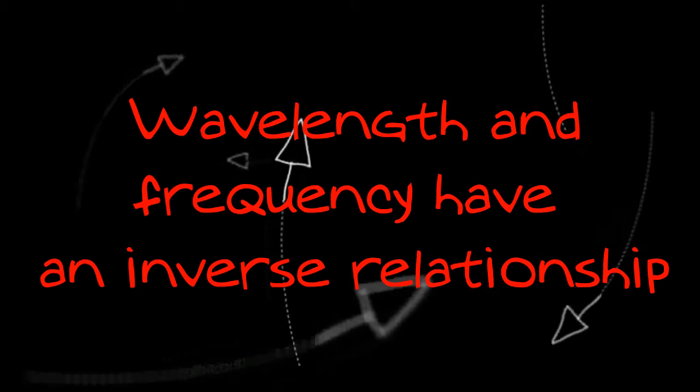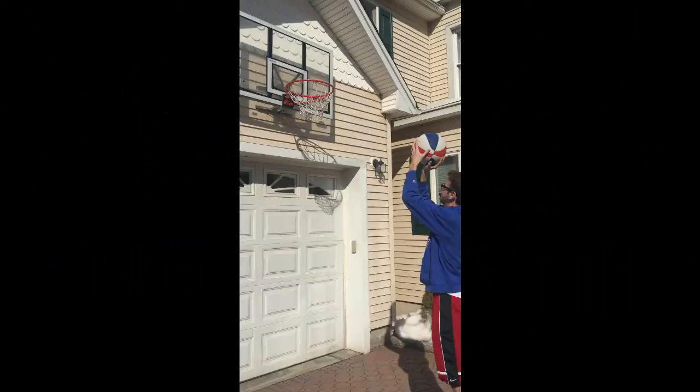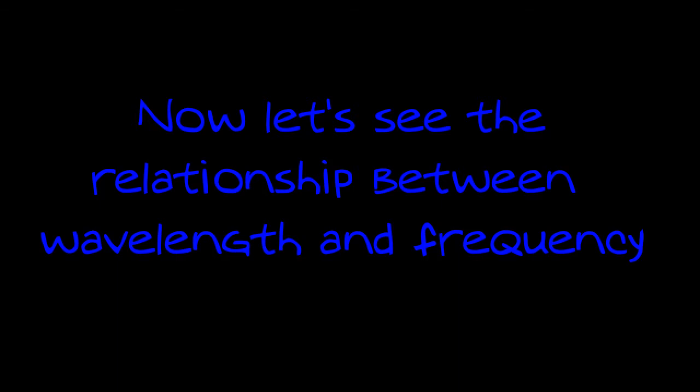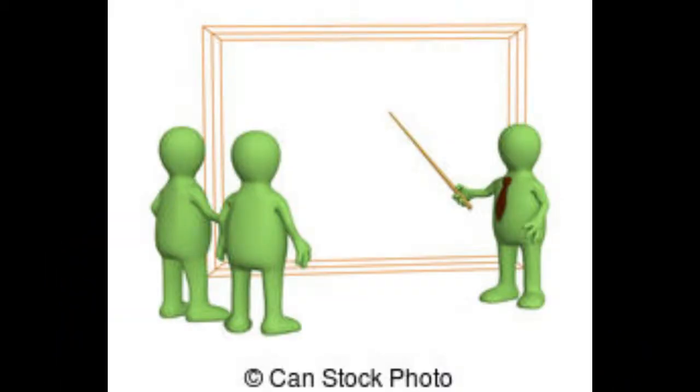Wavelength and frequency have an inverse relationship. Assume that when the basketball gets in the basket, one complete cycle has occurred. Now, let's see the relationship between wavelength and frequency. For explanation purposes, let's pretend this is a clip of a 1-second time frame.